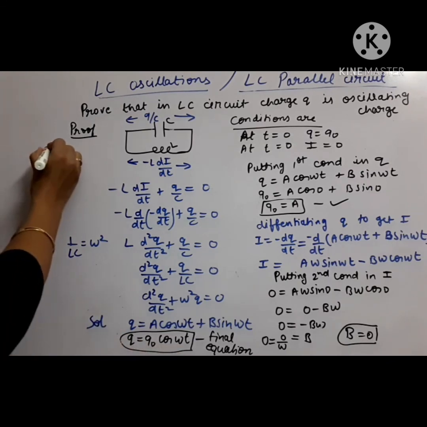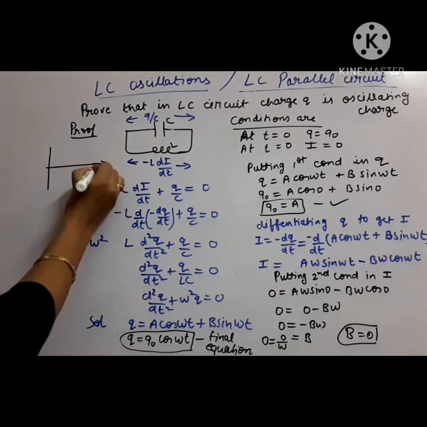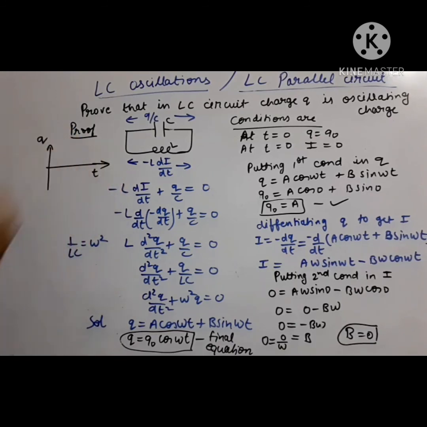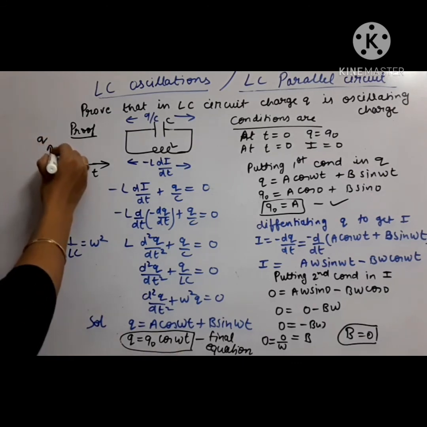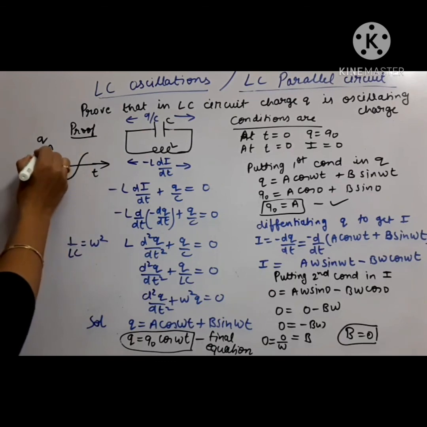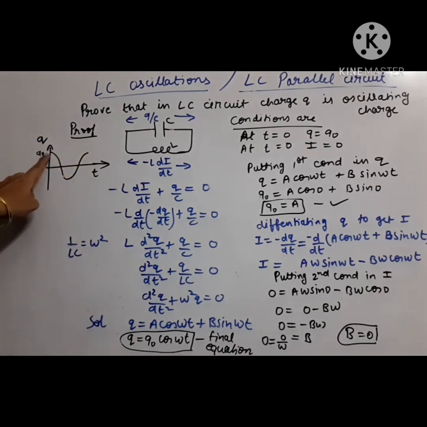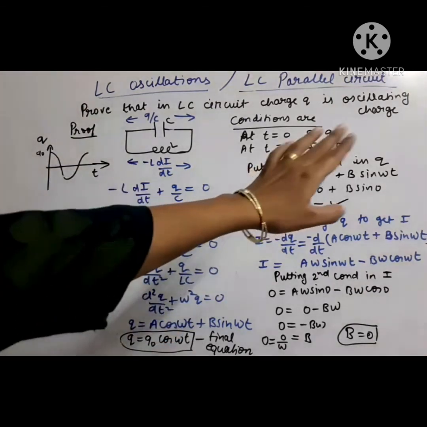Lastly, the graph of Q I am drawing here only. If the graph of charge with respect to time is asked, since it is a cos graph, it should start with the maximum. And where should it start from? Q0, which is the maximum value. This type of graph you have to draw if the graph of oscillating charge is asked. So this way we have proved in this question that charge is oscillating.